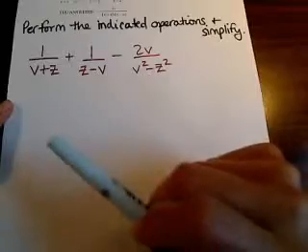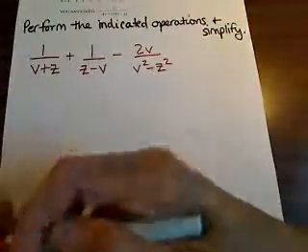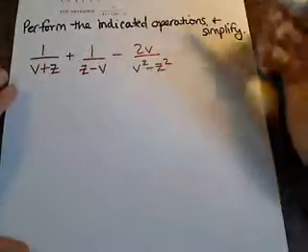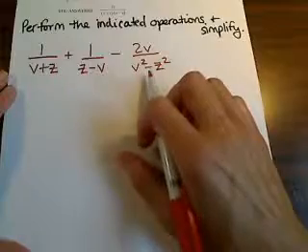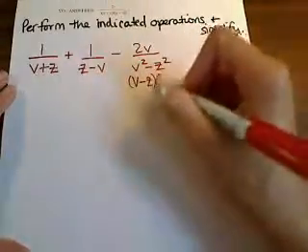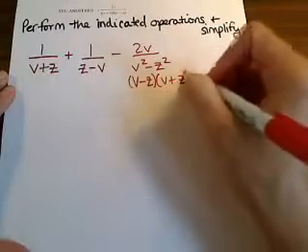Okay, so the first thing that you want to do when you're doing these problems is you want to factor the denominators, factor everything as much as you can. So this right here, we can see that this is the difference of squares. So that's going to factor into v minus z and v plus z.